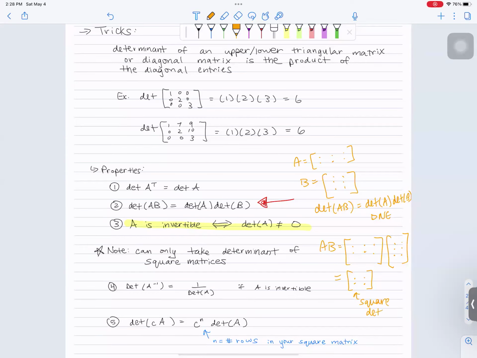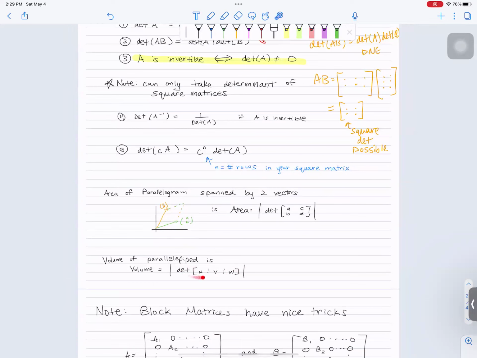Also know that if you take the determinant of 2 vectors itself, that gives you the area of a parallelogram. And this was the triple scalar product, where you take the determinant of 3 vectors. That gives you the volume of a parallelepiped.